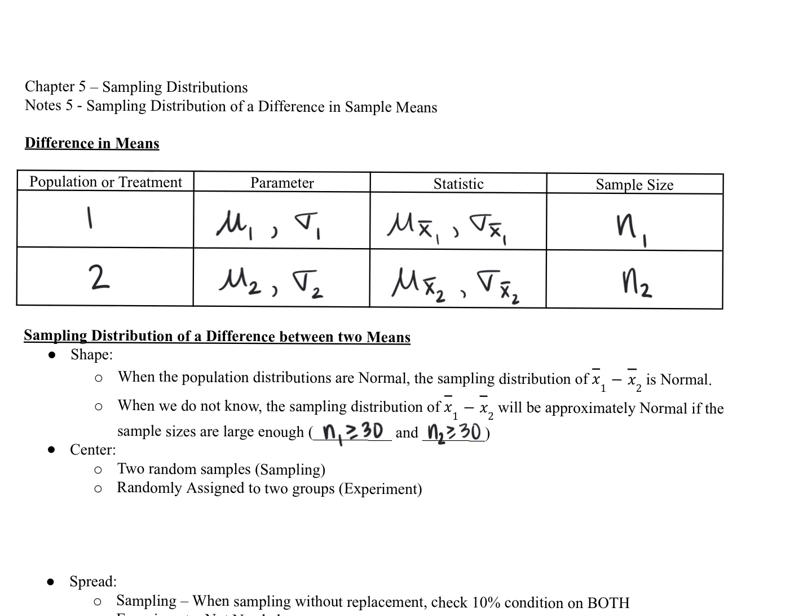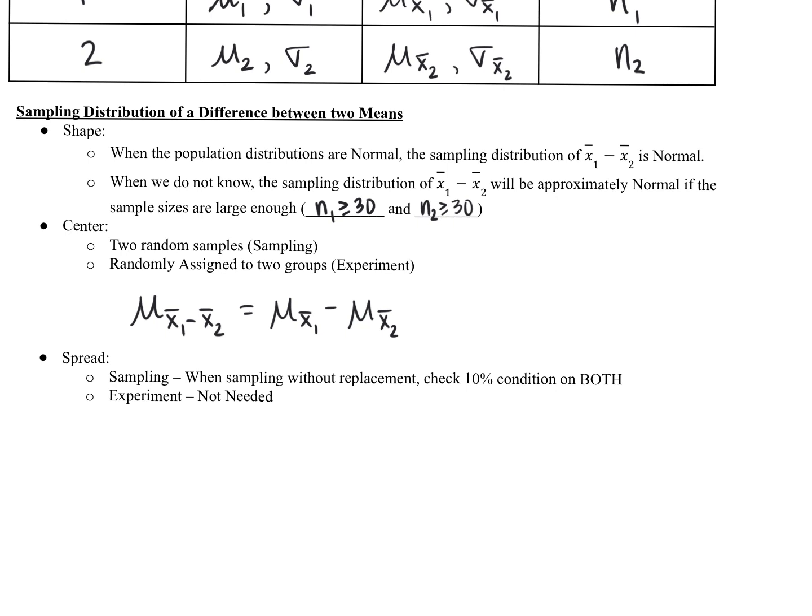For the center, so for my mean, if I'm taking two random samples, so I'm taking an SRS, or I've randomly assigned to two groups doing an experiment, then the mean of the difference is going to be equal to whatever you get when you subtract the two sample means, similar to proportions.